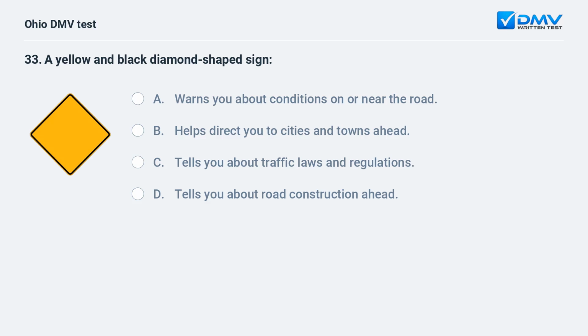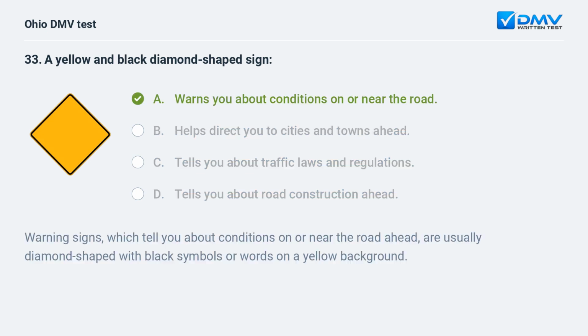A yellow and black diamond-shaped sign? A. Warns you about conditions on or near the road. B. Helps direct you to cities and towns ahead. C. Tells you about traffic laws and regulations. D. Tells you about road construction ahead. A. Warns you about conditions on or near the road.